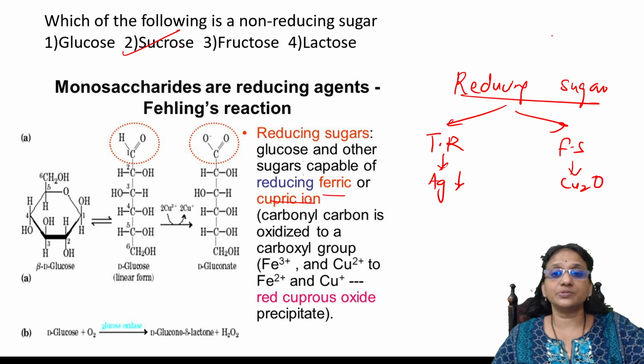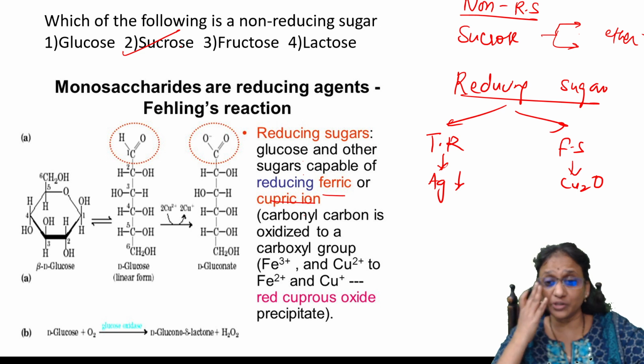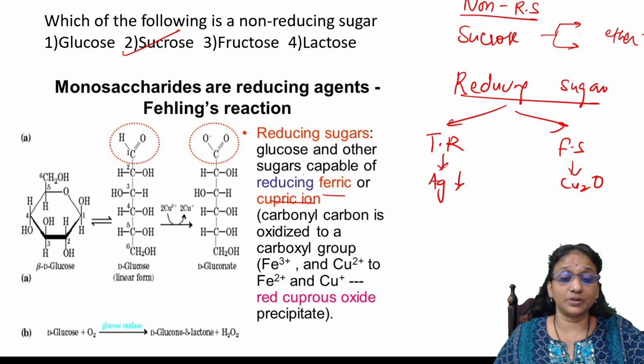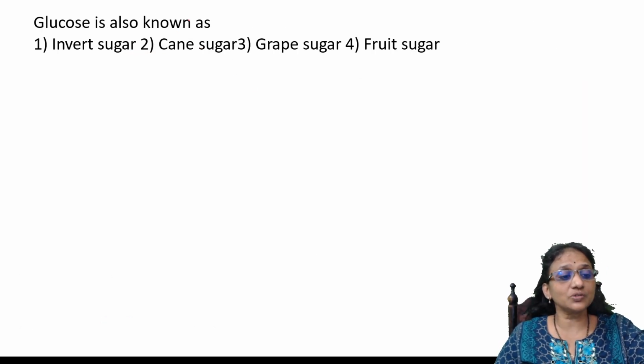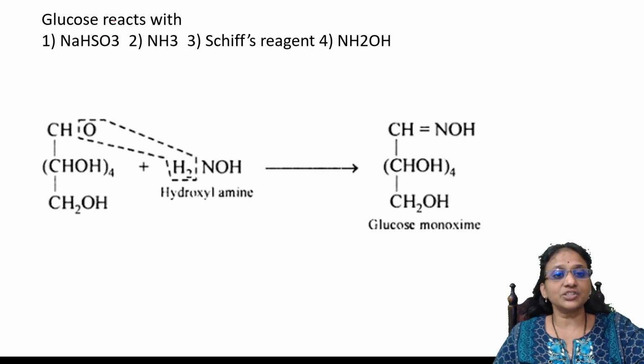Now they asked me non-reducing sugars. Non-reducing sugars are those, just like your sucrose, which is made up of two different units. It is made up of a glucose molecule and a fructose molecule. They are combined together by an ether bond formation. That's why it is a non-reducing sugar. There is no free aldehyde group or free ketonic group to reduce Tollens' reagent and Fehling's reagent. That's fine. So remember that. Next question. Glucose is also known as grape sugar. Okay, done.